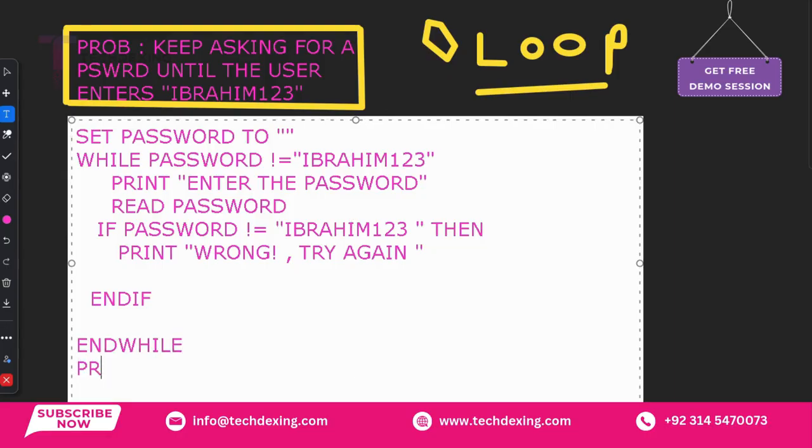And print that. Otherwise, if the user entered the correct password, it means we need to exit this loop, and we will just print that access is granted to you. This is how it works.